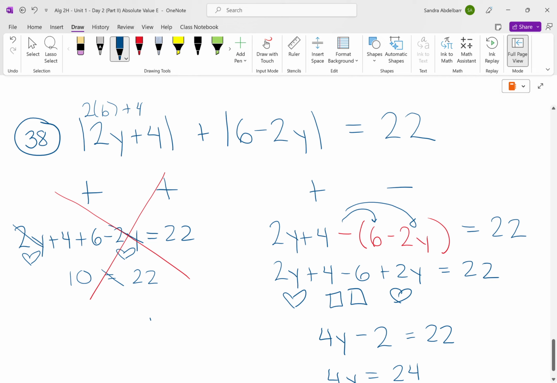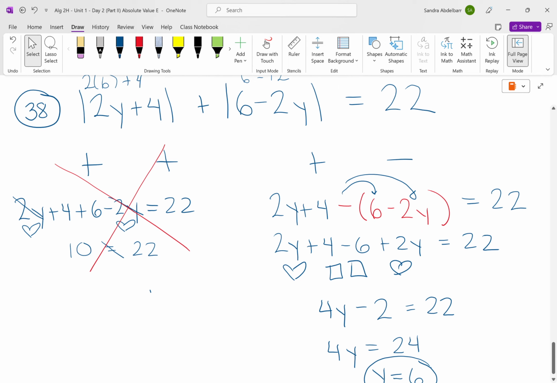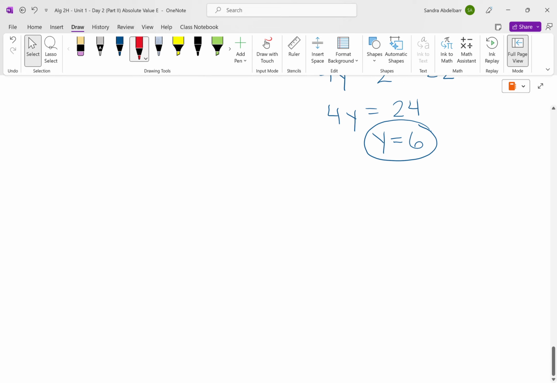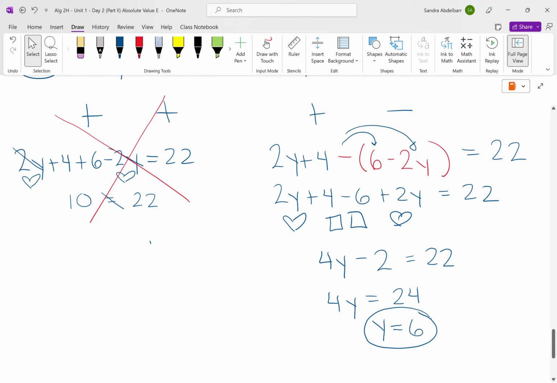So let's just quick plug in the 6. 2 times 6 plus 4. 2 times 6 is 12 plus 4 is 18. And then 6 minus 12 is negative 6. Absolute value of negative 6 is 6. Is 18 plus 6 22? No wait, let's go on. Does that answer work? Y equals 6? It does work. We're not done. Why are we not done? There's still 2 more to check.